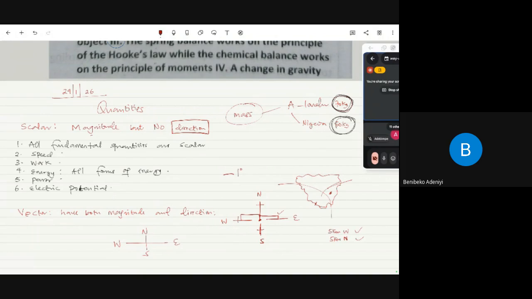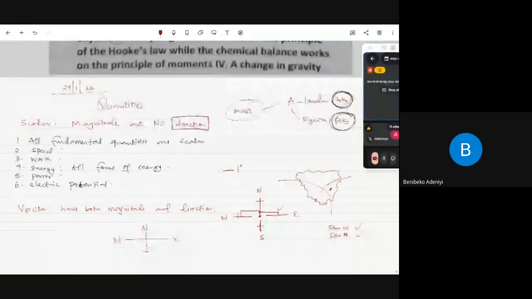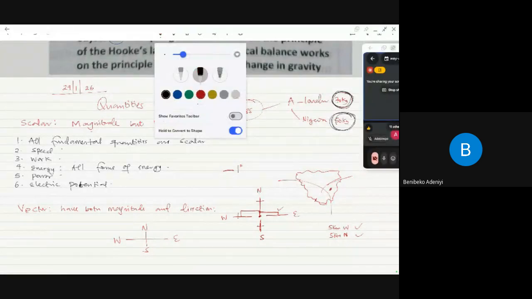So direction is important for some quantities. That's my point. Those quantities that directions are important to are called what? Vector quantities. Is that correct? So the examples of vector quantities are now numerous.